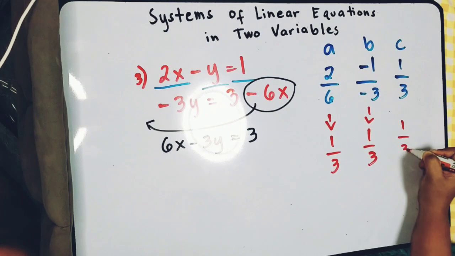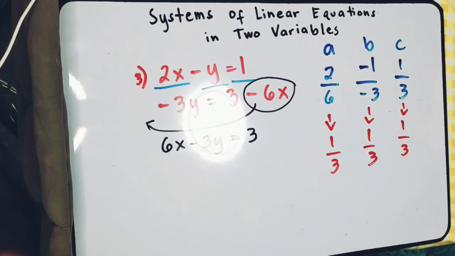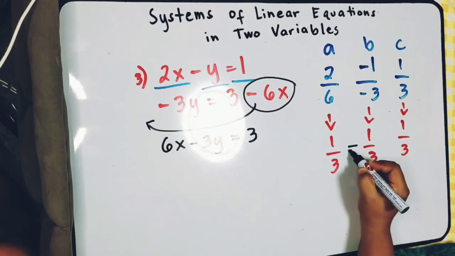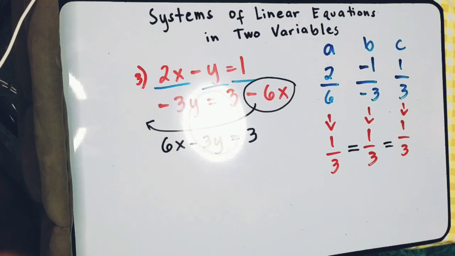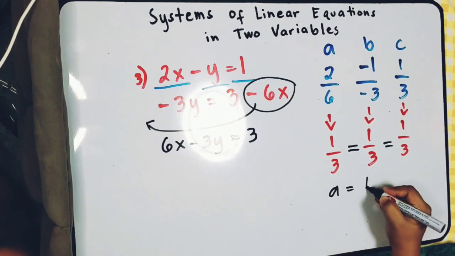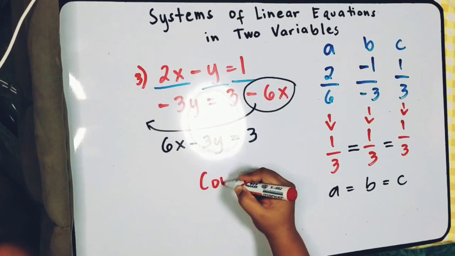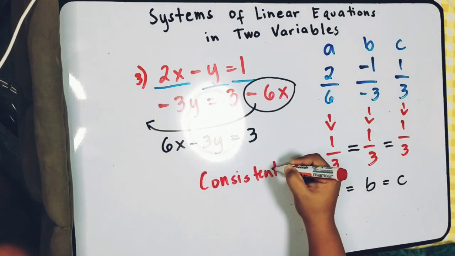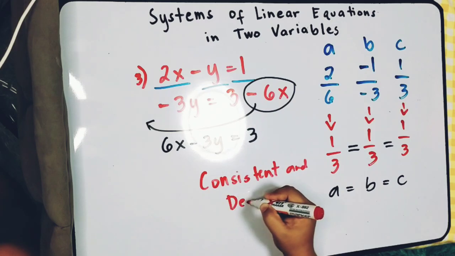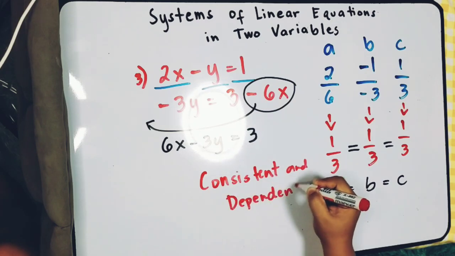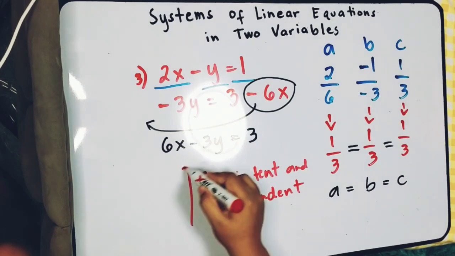So, simply copy. Compare. So, 1/3 is equal to 1/3. And it's also equal to 1/3. So, since they all have the same ratios, meaning to say that A is equal to B and equal to C, therefore, the system is now consistent and dependent. Okay.